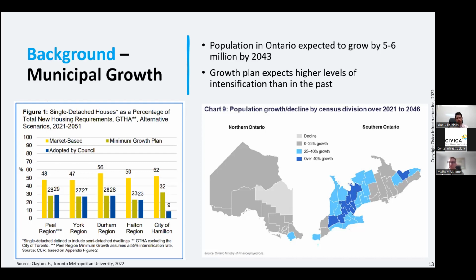But the fact of it is that a lot of the growth that's going to happen is going to be in areas where we have potential existing issues with capacity and older infrastructure. So we need to accommodate both a growing population and intensification on our current systems.